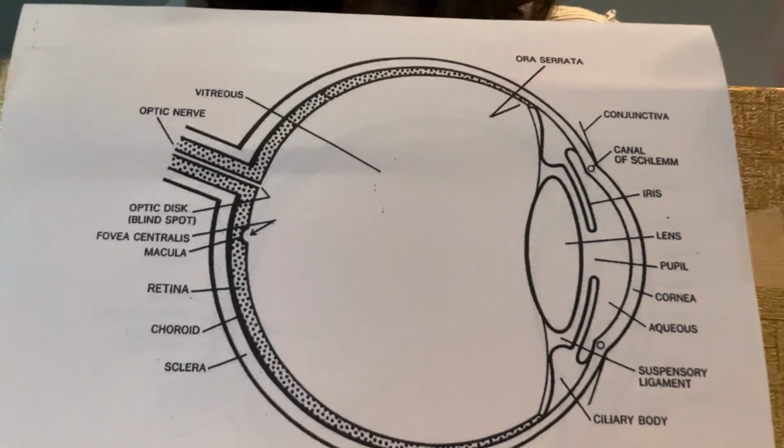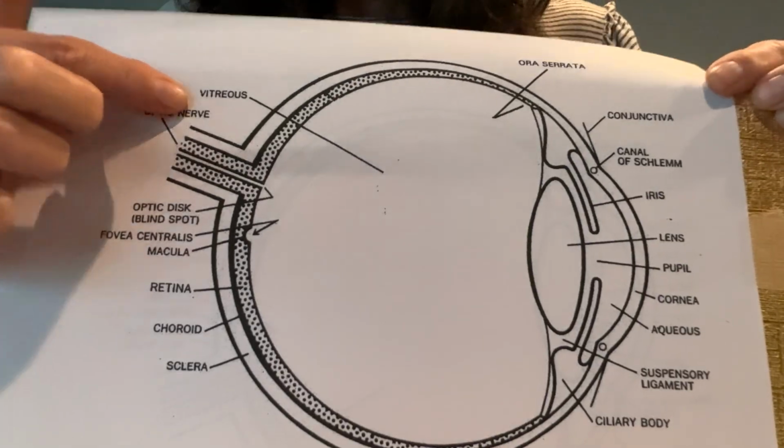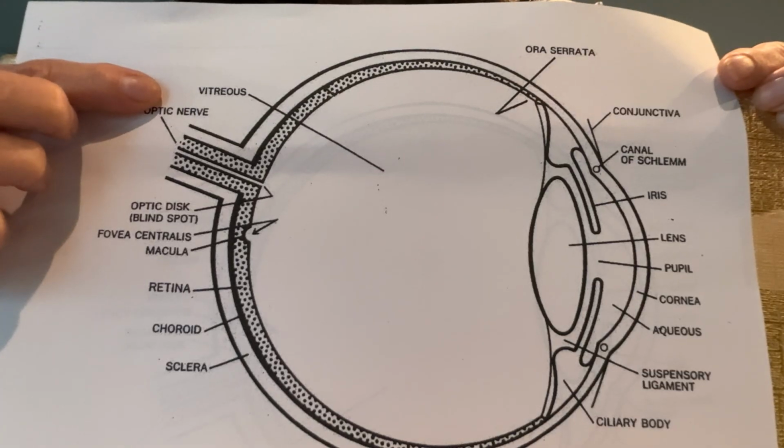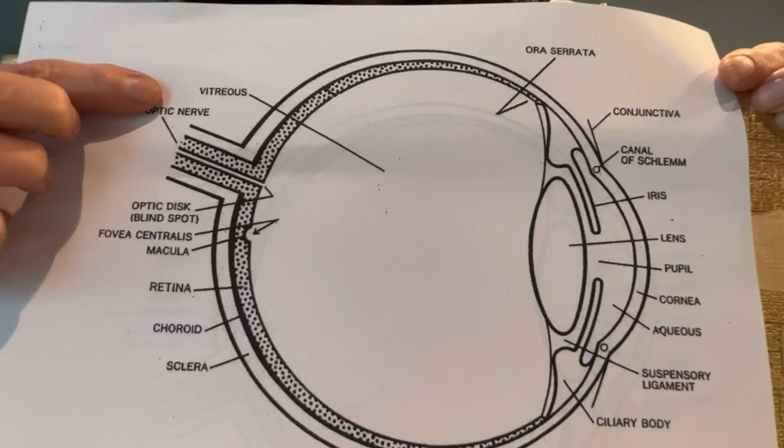Next, moving to the back of the eye, we have the vitreous humor. This vitreous humor is a clear jelly-like substance that fills the posterior segment of the eye behind the lens.